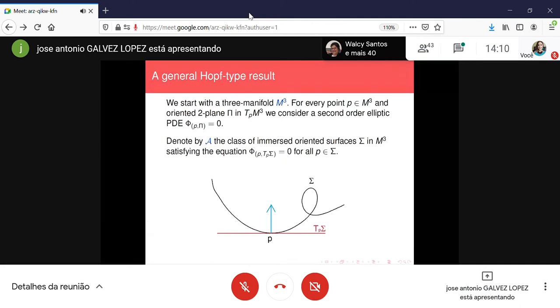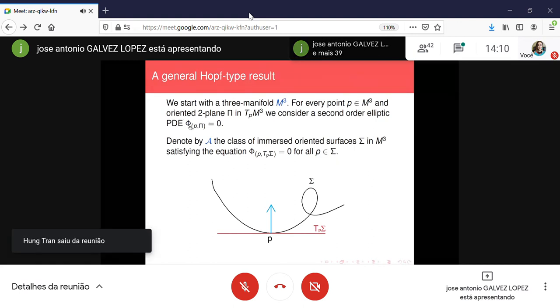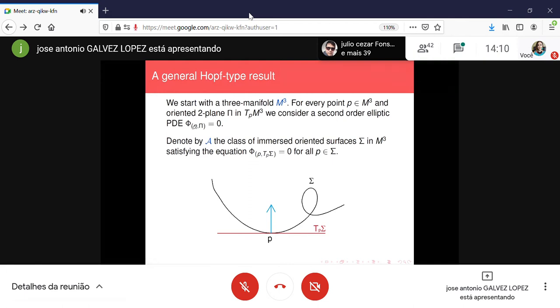For instance, in the classical Hopf theorem, M, the manifold, in this case, is the Euclidean 3-space. The PDE phi is the PDE corresponding to surfaces of constant mean curvature. And of course, the class of surfaces A are the solutions of the equation. That means that the class A is given by all the surfaces with constant mean curvature in the Euclidean three-space. We will say in this case that the family A is modeled by the differential equation, the elliptic PDE phi.